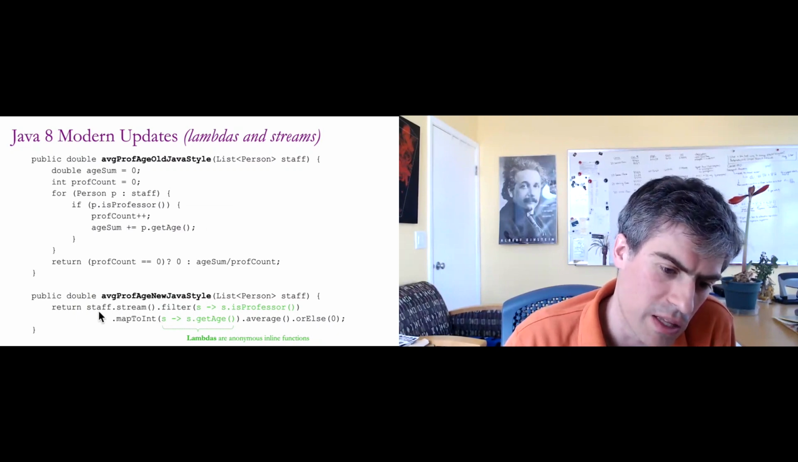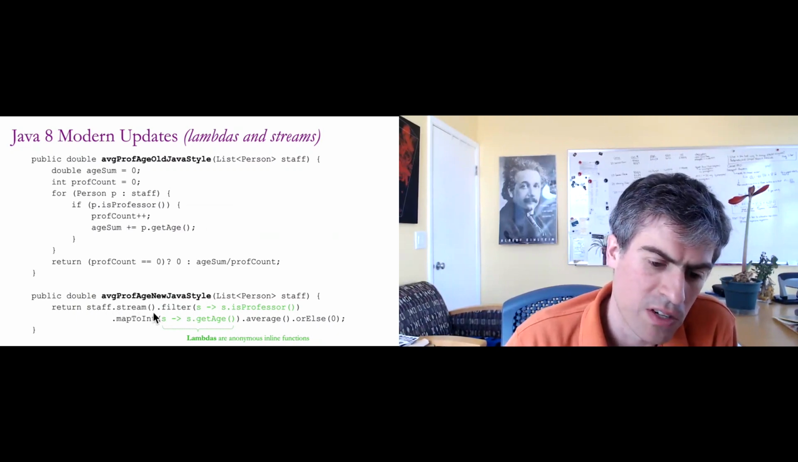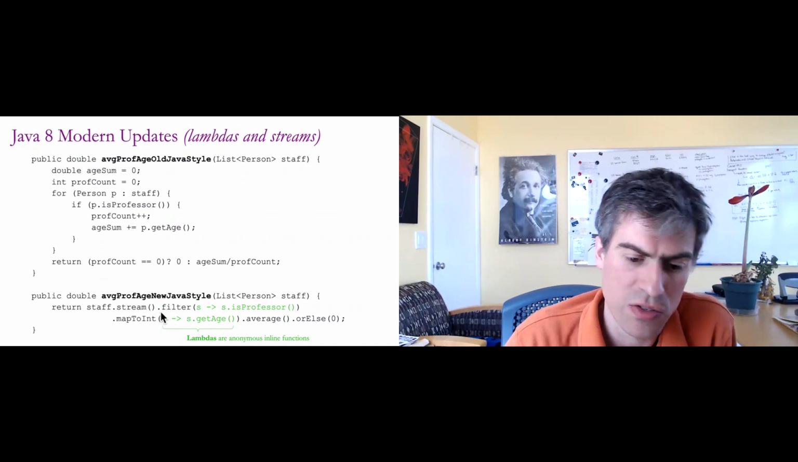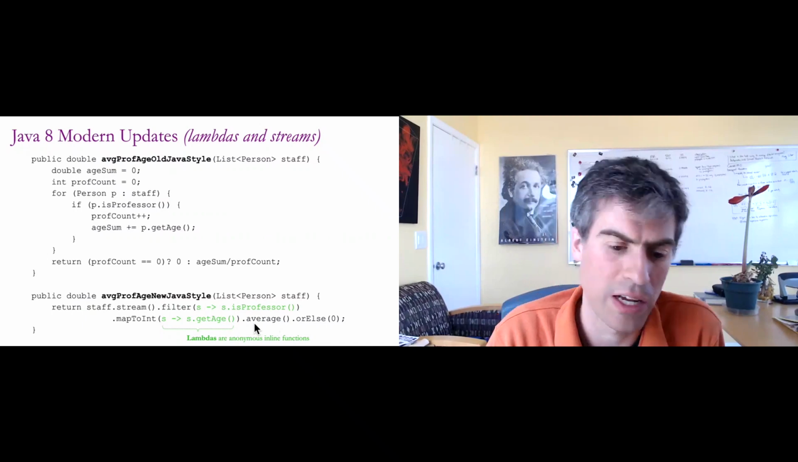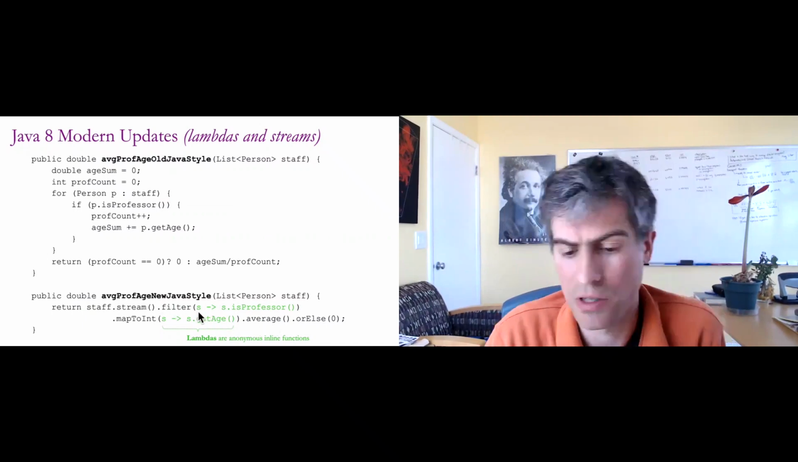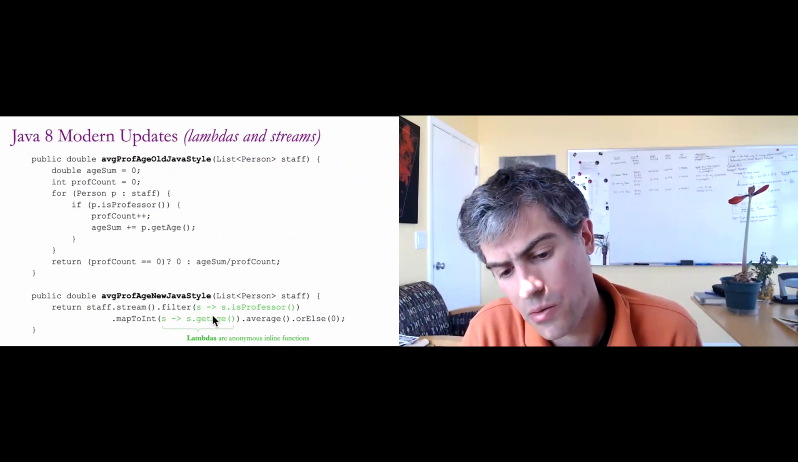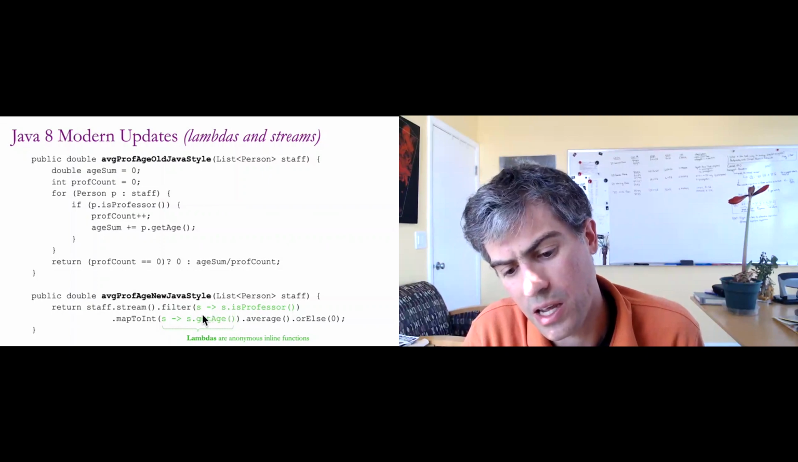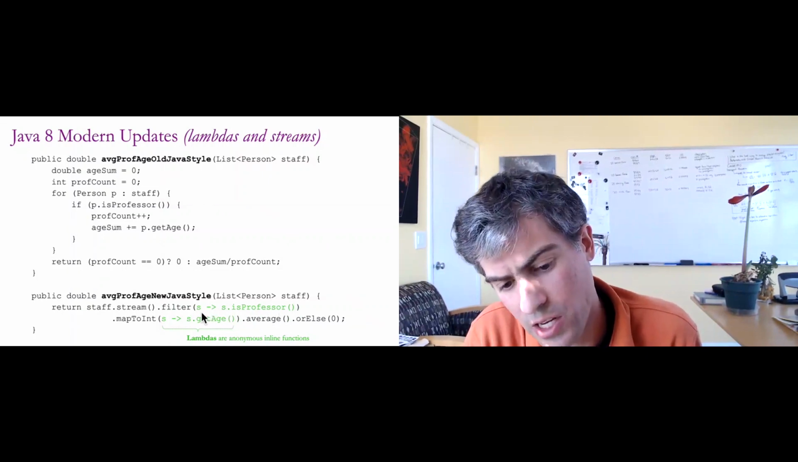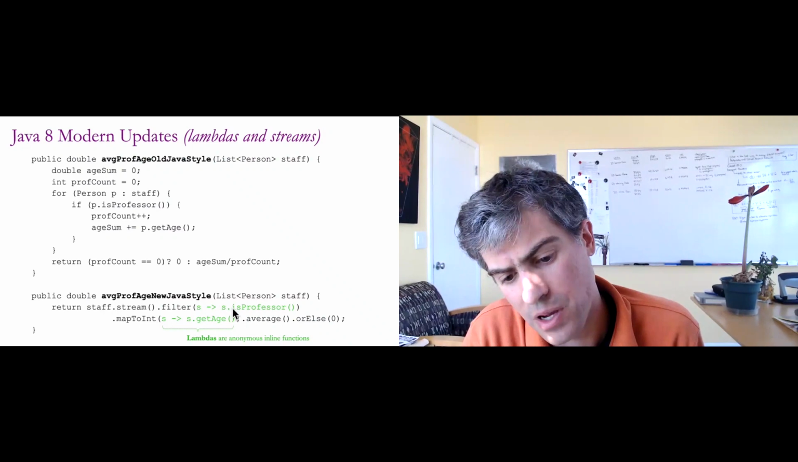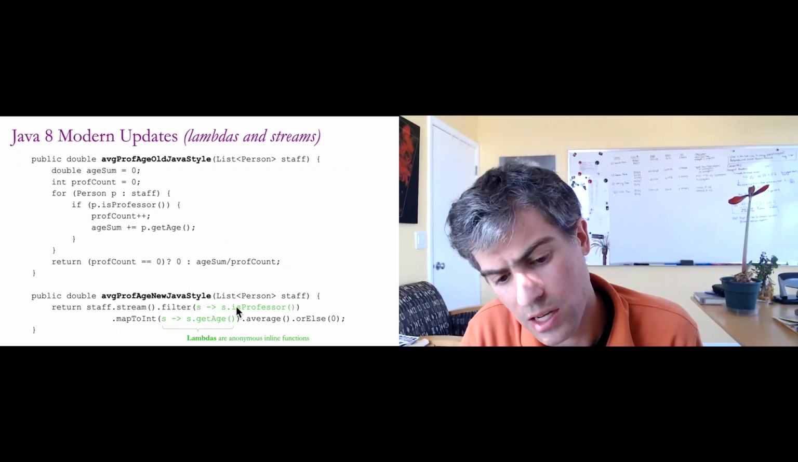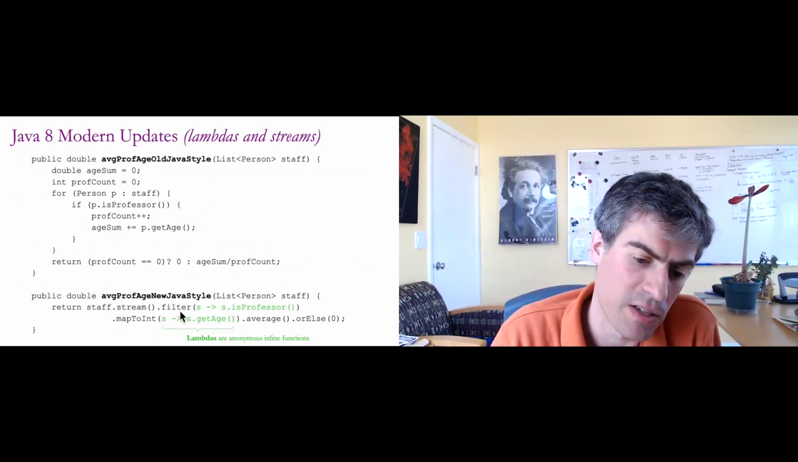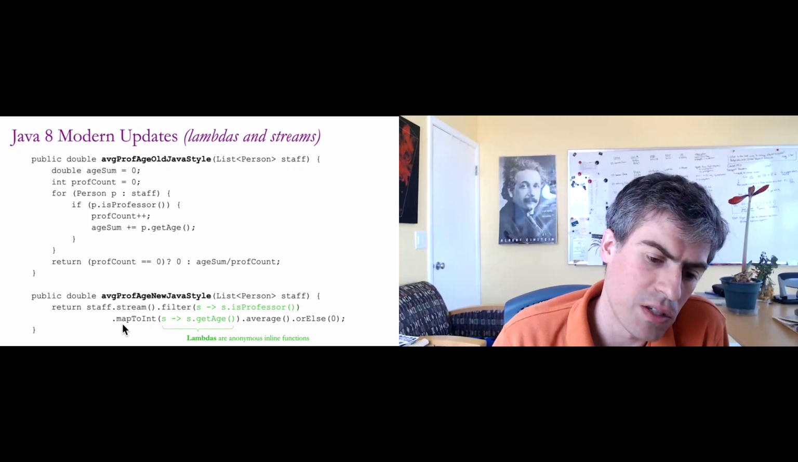So we take the list, the stream function turns it into a stream which can have filters and other functional operators applied to it. So we apply to it a filter, and then in green here we have a lambda function, which is an inline anonymous function, which is defined. So we take every item and we call isProfessor on it, which will return a true or false, and that is used as a filter to just filter out the professors.